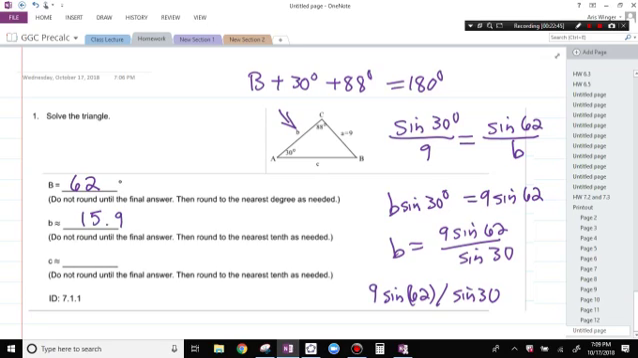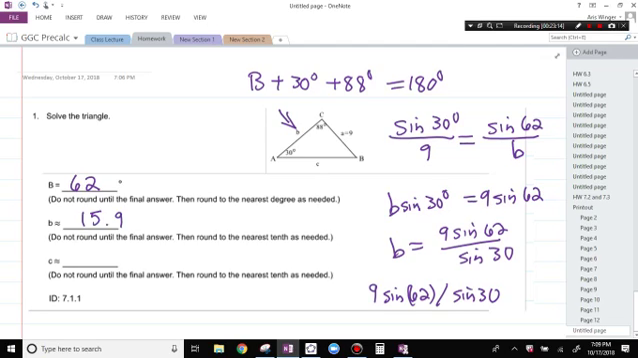Okay. This is exactly what's going to happen on the test. So make sure you know to plug this stuff in. Try and get C. So for the same reason, the sine of 30 degrees over 9 is equal to the sine of 88 degrees over little c.